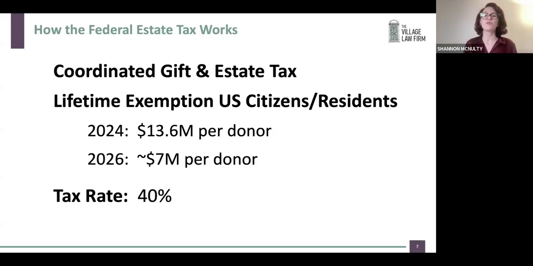Just for example, say the estate tax exemption is $7 million. If you give away $3 million during your life to your kids, then you'll have a $4 million exemption upon your death. Whatever you give away during your life is deducted from that overall exemption. And right now in 2024, the estate tax exemption is $13.6 million per donor. What that means is that any one person can give away that much money without it being taxed.